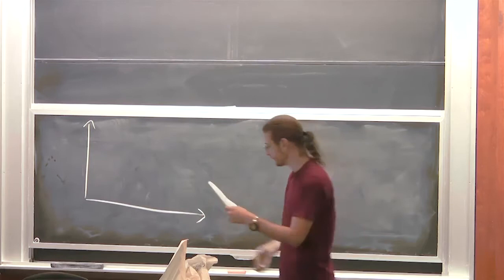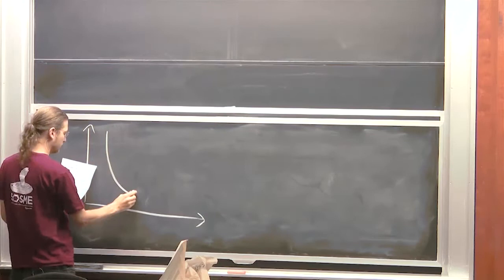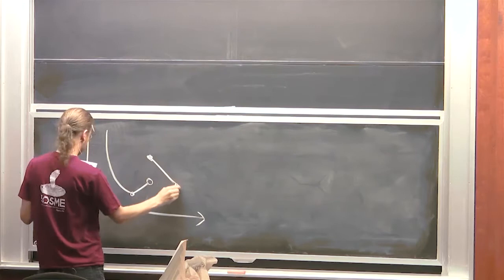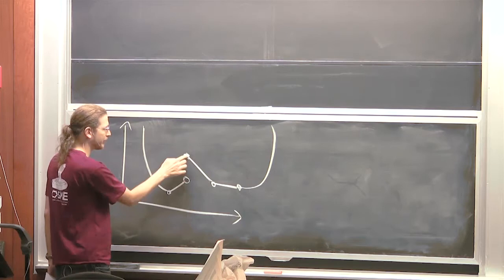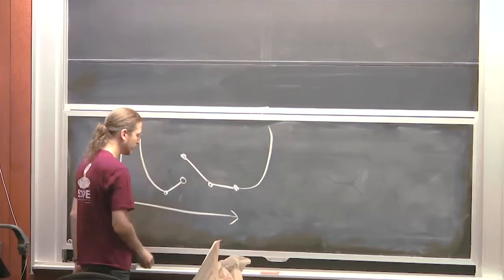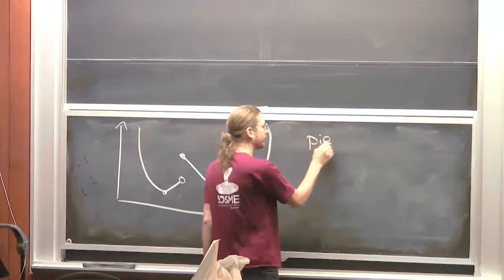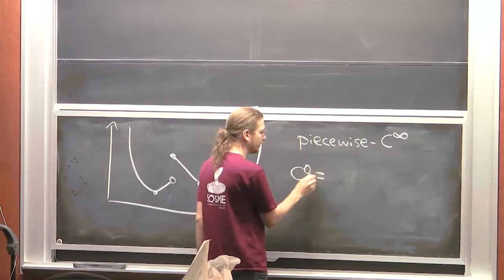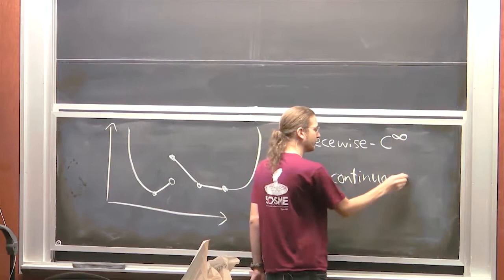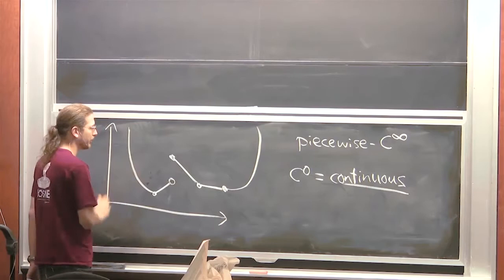So here is just a function. Let's say, for example, this is a parabolic arc, then a straight segment. This point's missing, and instead it's up here. These points are present, and here we have another parabolic arc. So this function I would call piecewise C infinity. Let me explain what these things mean. On the one hand, C0 is a term meaning just continuous. Continuous means no jumps like this. So this is not a continuous function. This function overall is not even C0.